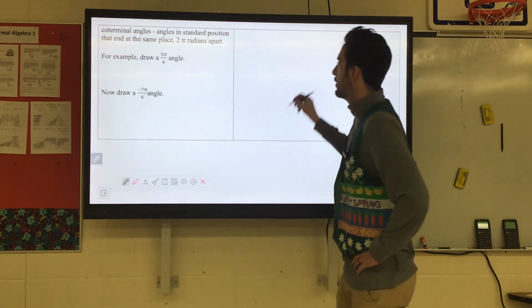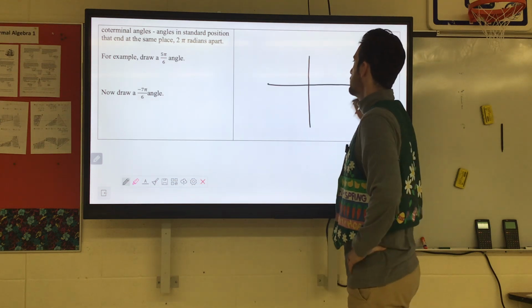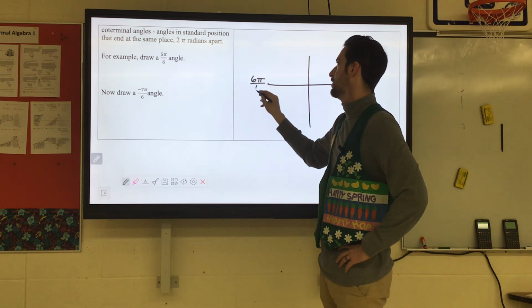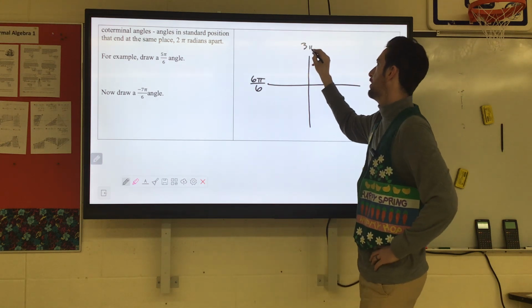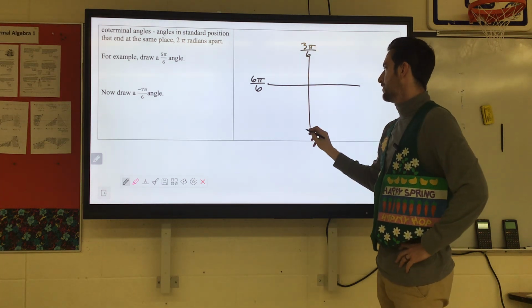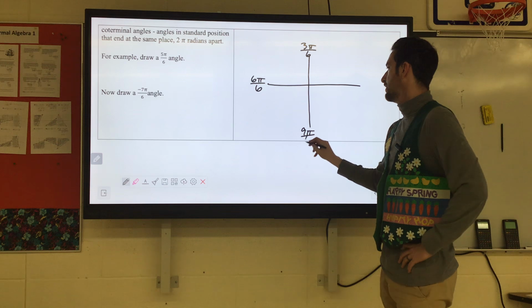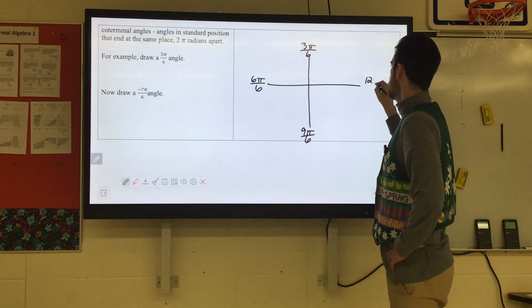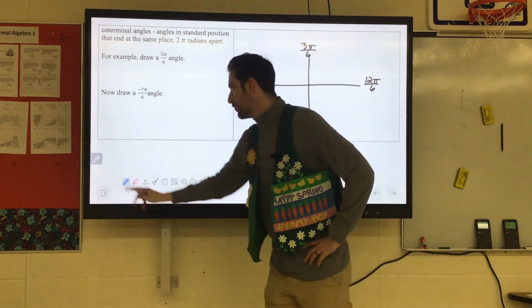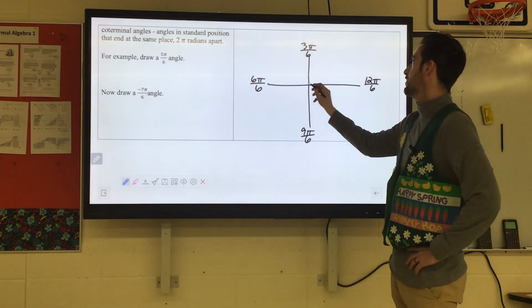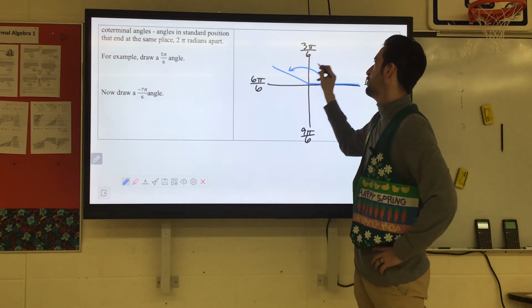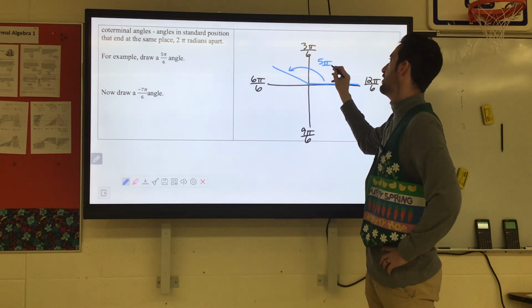So if we were to draw 5 pi over 6, we're in sixths, so here would be 6 pi over 6, which makes up here 3 pi over 6, 3, 6, down here is 9, and then 12 if it was a full rotation. Also, that could be 0. So if we're drawing 5 pi over 6, that would start at 0, and it would go to there. 5 pi over 6, yay!